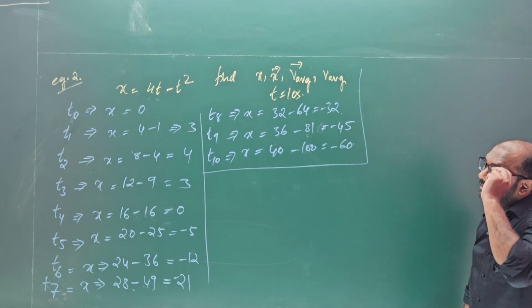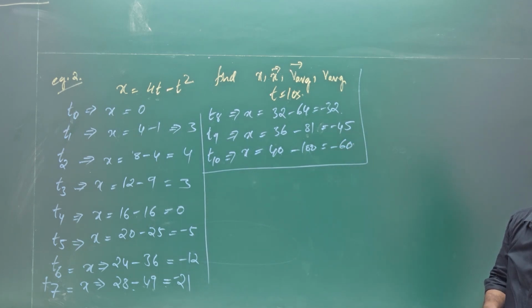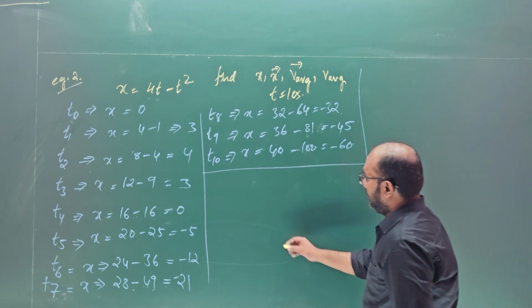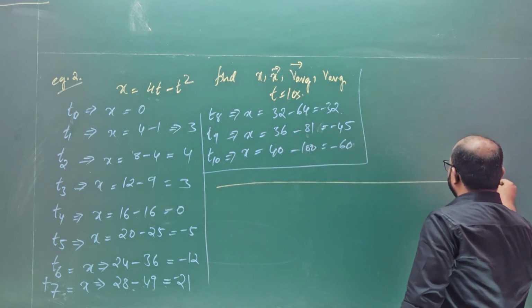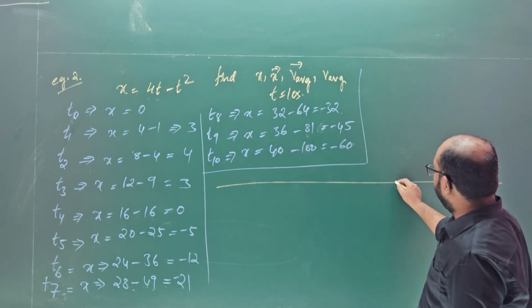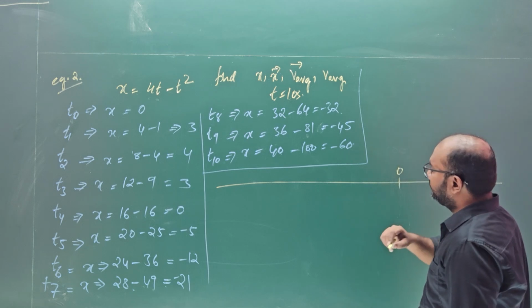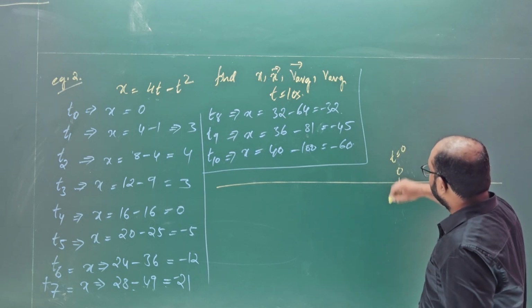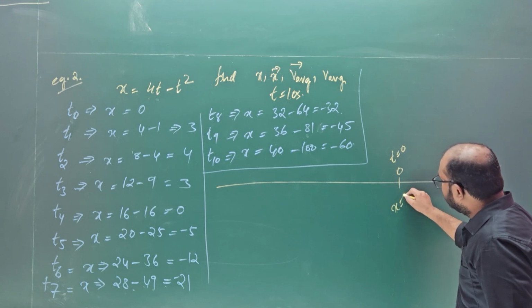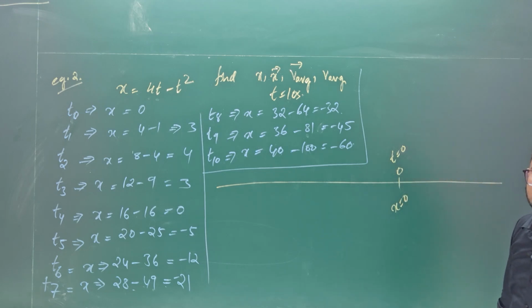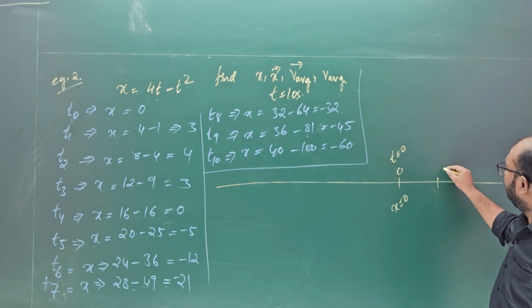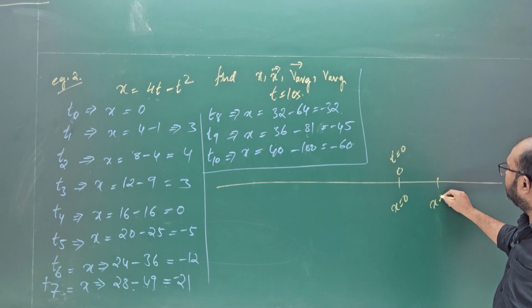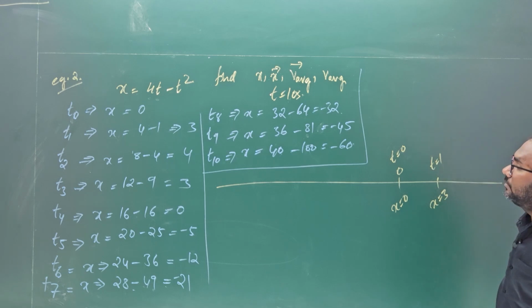Okay. Now let us try to substitute these things on the number line. Consider this is your number line. Exactly over here is 0. At t is equals to 0, x is also 0. At t is equals to 1, x is equals to 3. Then t is equals to 2.